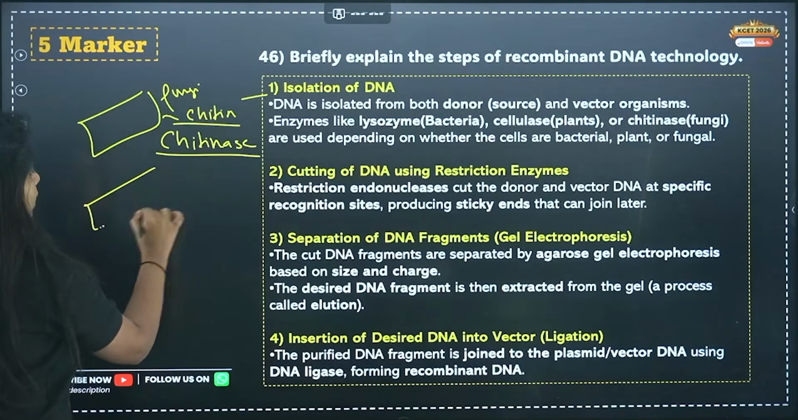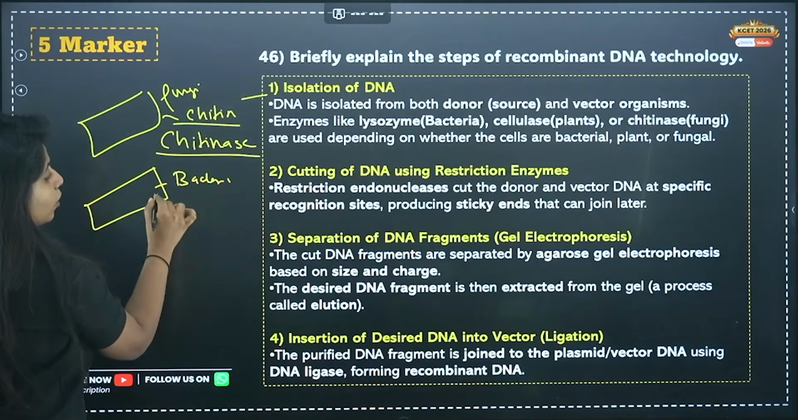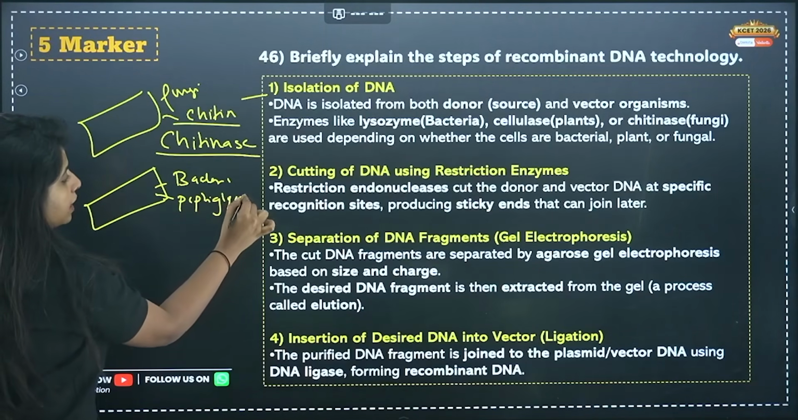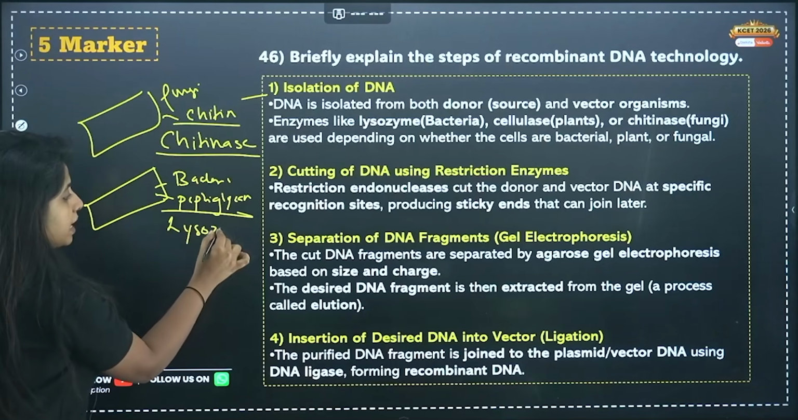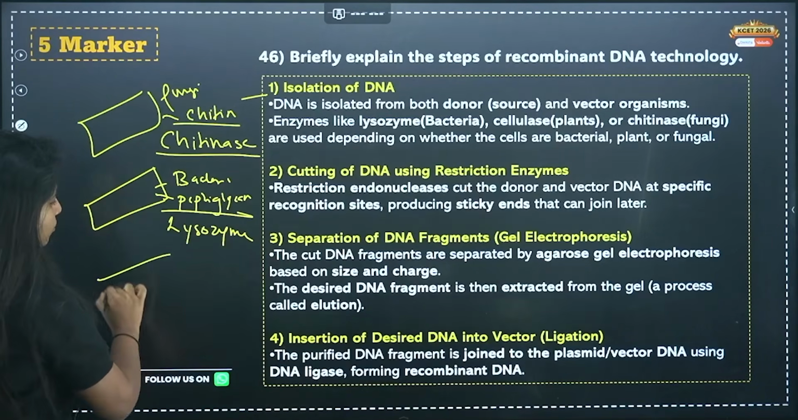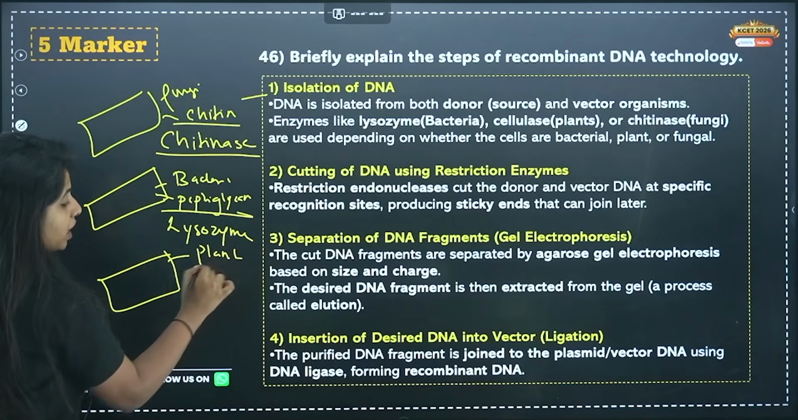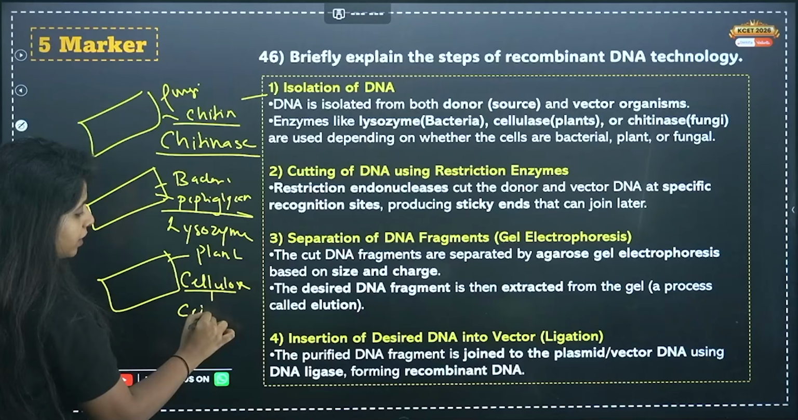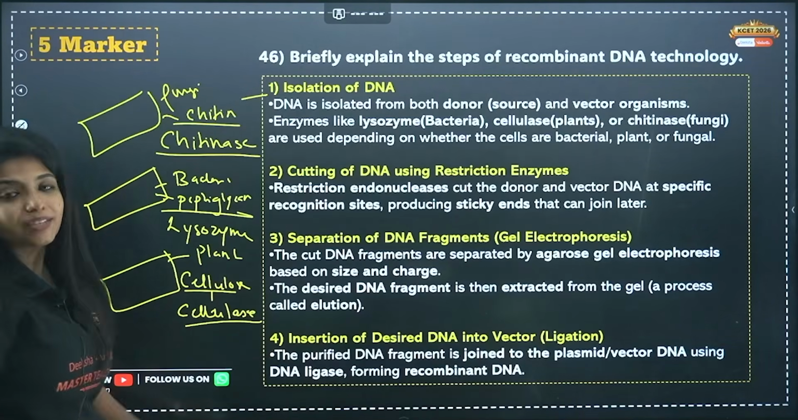Suppose the next thing that we have is a bacteria. Bacteria cell wall is made up of peptidoglycan. For that, you need an enzyme that does not resemble the name, but it is known as lysozyme. Now you have a plant. Plant also has a cell wall made up of what? Cellulose. So what do you need? You need an enzyme that is cellulase.